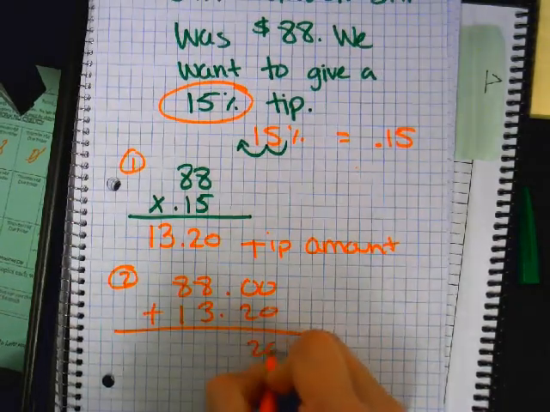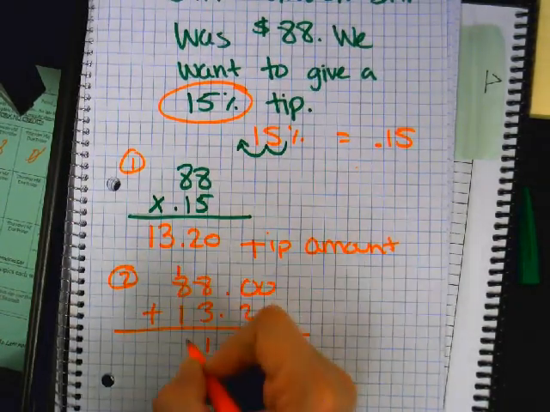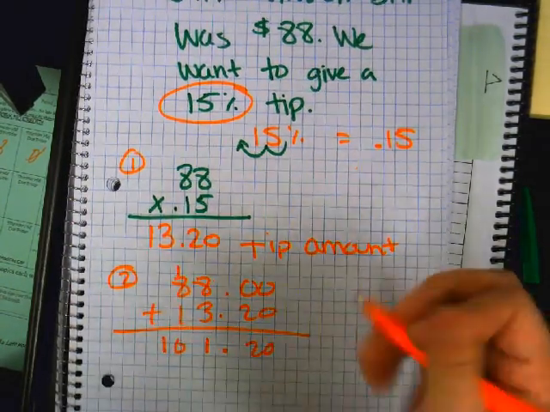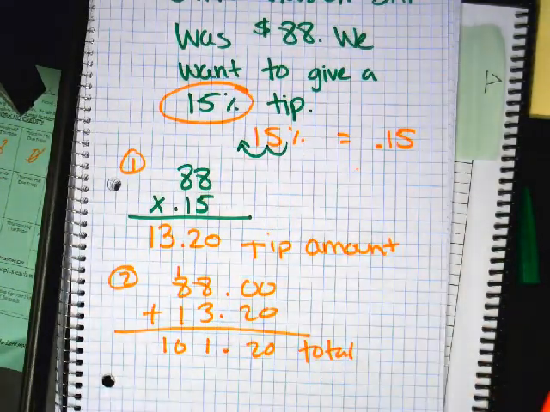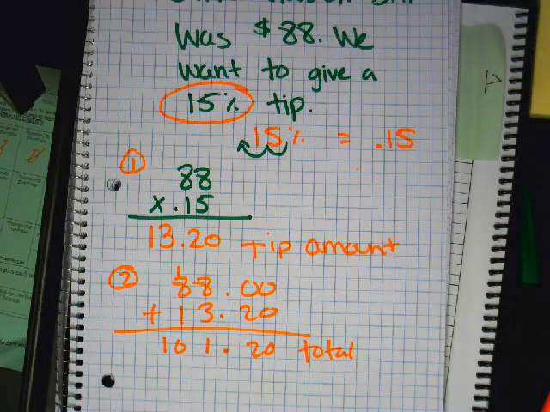So 101.20. This is your total. So as a customer, I'm going to have to spend $101.20 when I go with my family.